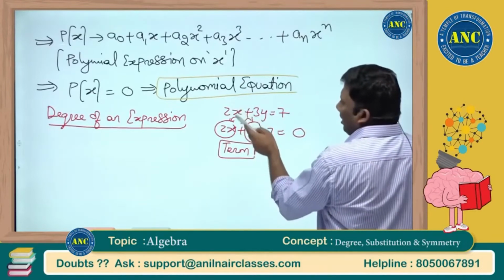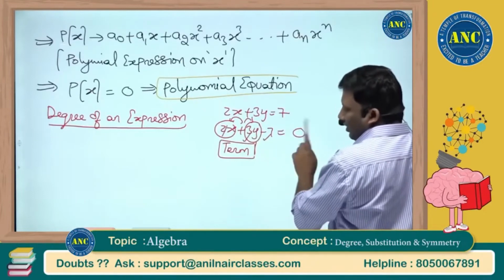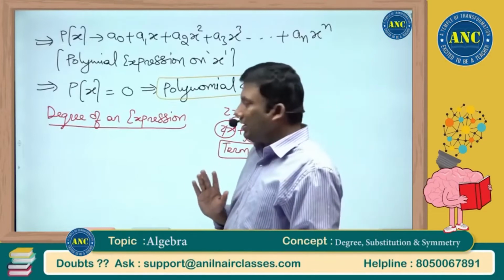How many terms are there? One before plus, one after plus, one before minus 7. After that it is equated with 0. So there are 3 terms.